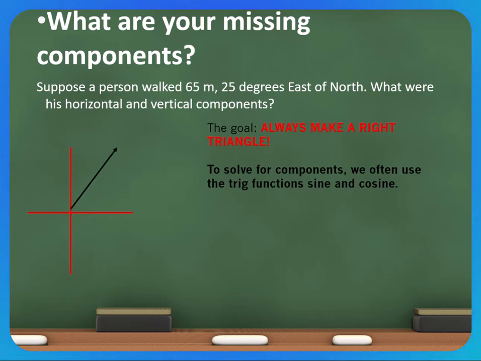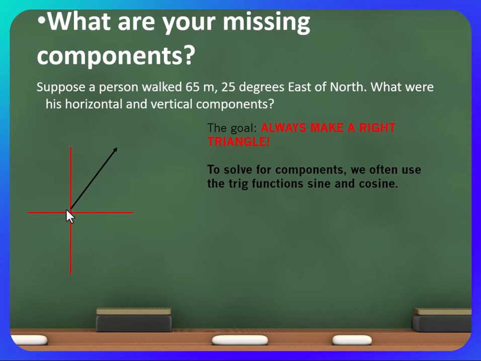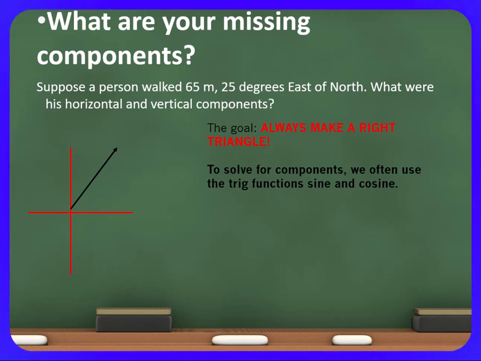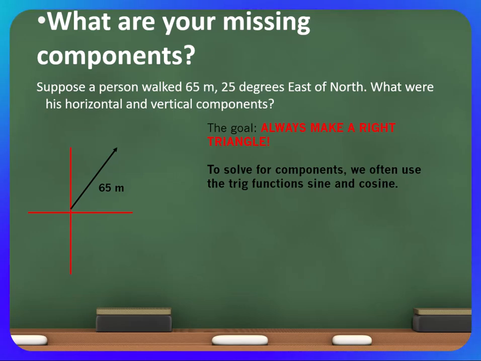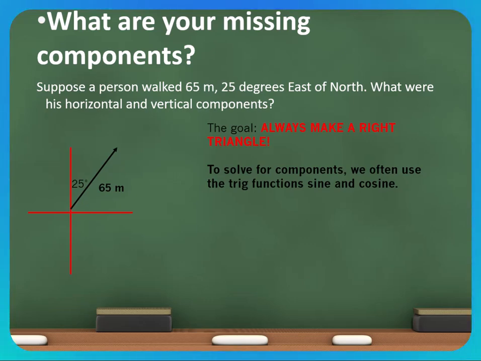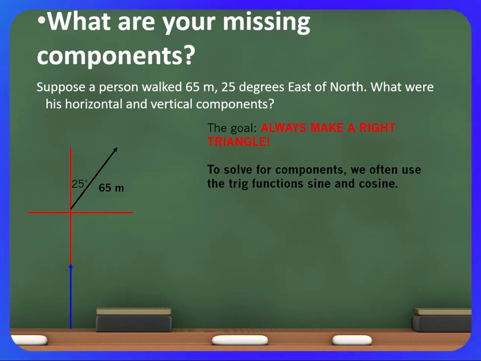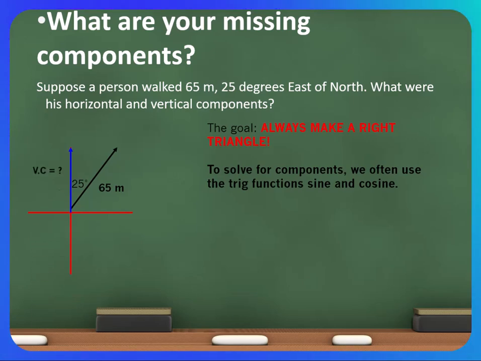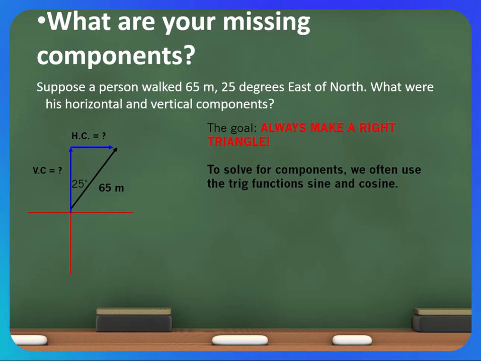All right, so let's draw that. So the person walks 25 degrees east of north. Okay, so here's north. East of north is going to be this angle here. Okay, and the length is 65 miles. So that angle 25 degrees is east of north. Let's make sure that we put that in the right location. All right, here's our vertical direction. We want to find that vertical component, and we want to find the horizontal component. Okay, so we're going to make that right triangle, and let's look at what we have.